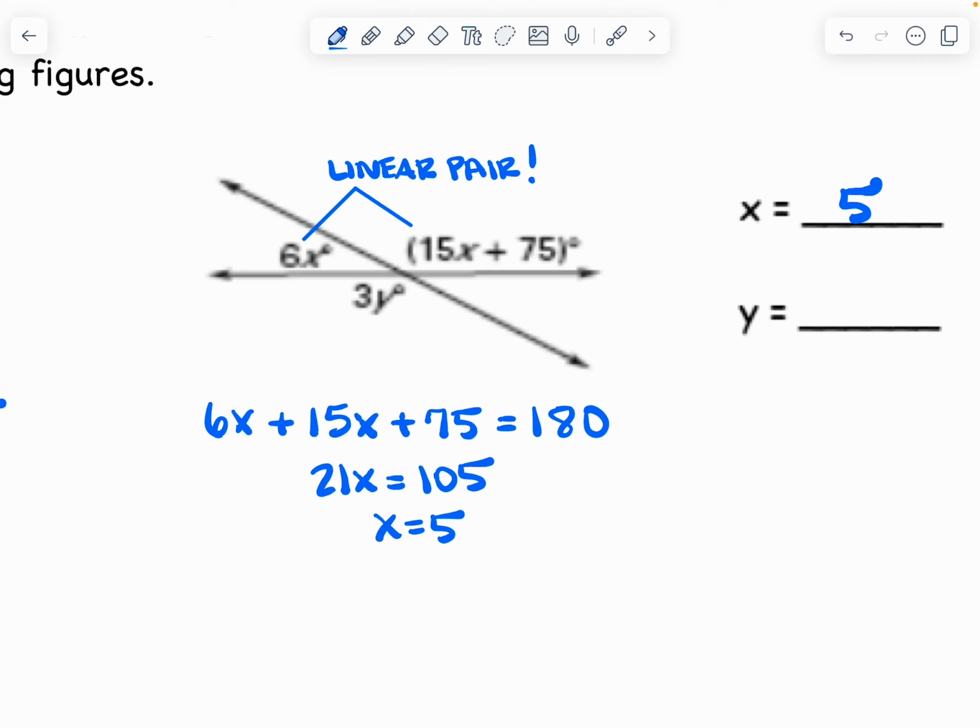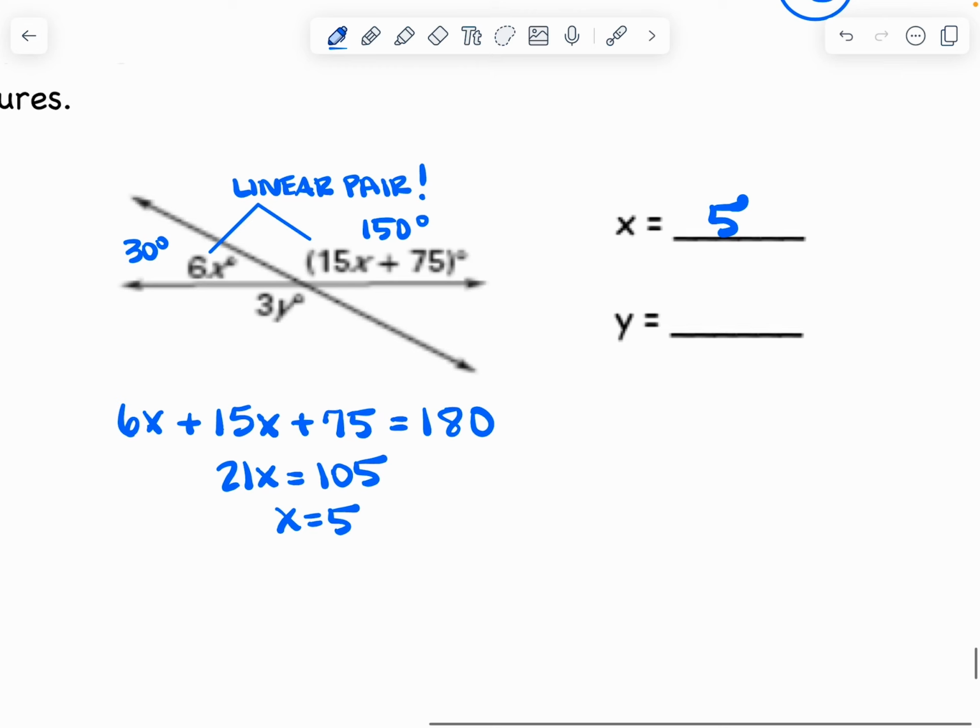And you know me, before I move on, I need to actually check that work. Plus, we're going to be using these numbers to solve for y. So if your x is wrong, then your y is automatically going to be incorrect. So you totally want to check those answers. That's going to give me a 30-degree angle here, and then 75 plus 75, what do you know? 150 degrees, right? So they are definitely supplementary, and my answer is x equals 5.